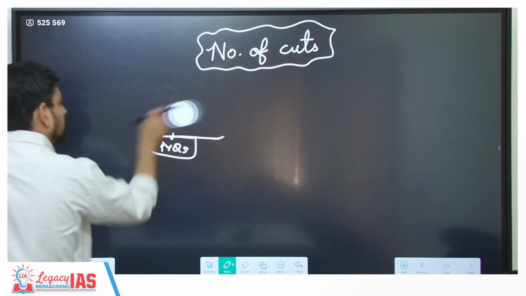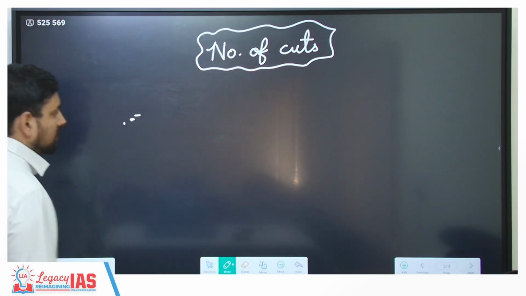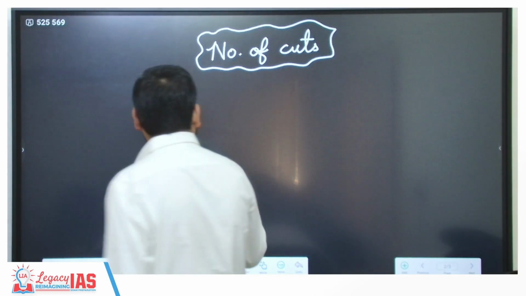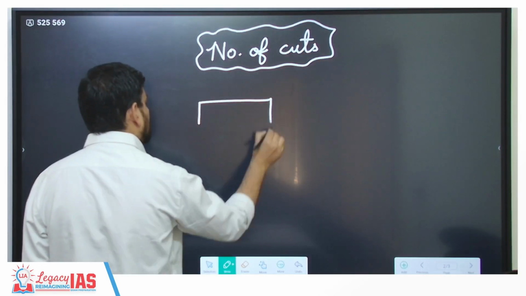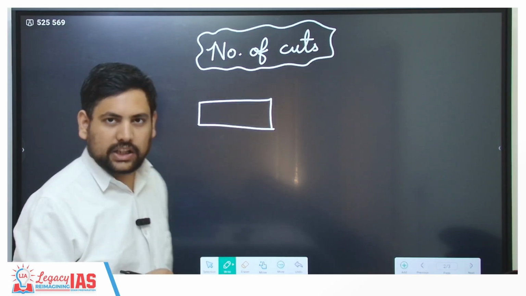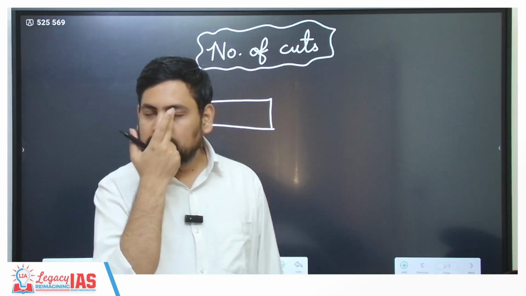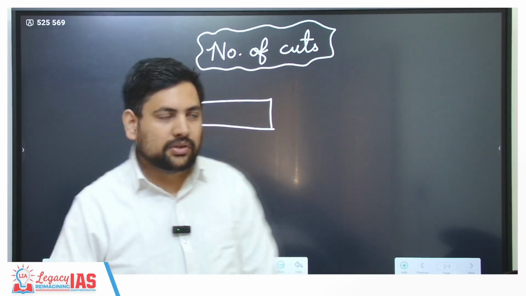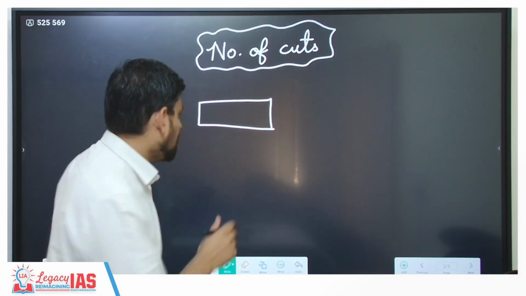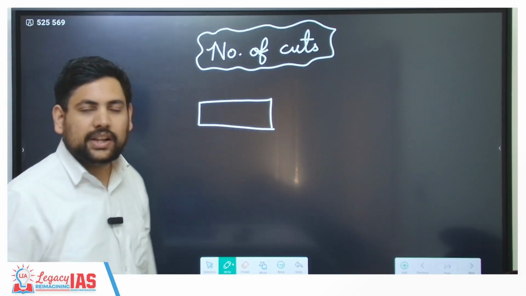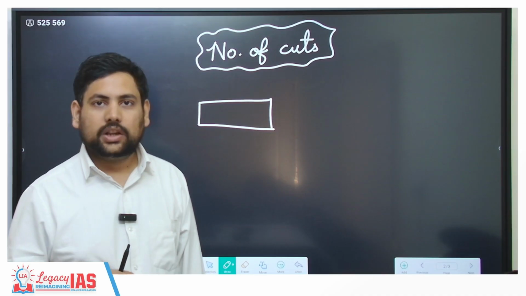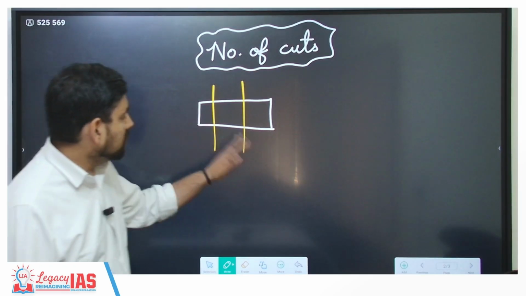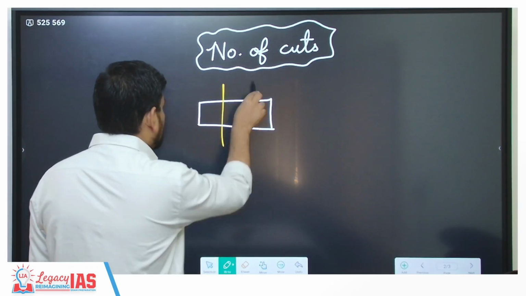So what we have to see today is the number of cuts. Just understand it very simply. For example, let's say I have a chocolate like this. Two of you come to me and say, sir, we also want equal chocolate as you. So I have to divide this chocolate into three parts. How many cuts do I need to make? I need to make only 2 cuts. If I make 2 cuts, I divide it into 3 equal parts.